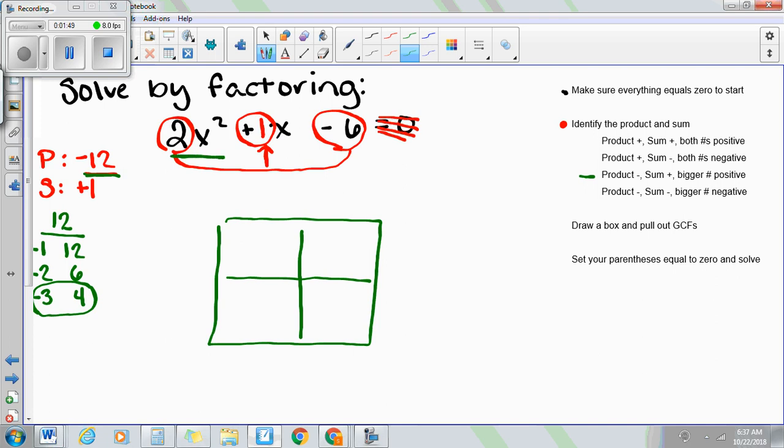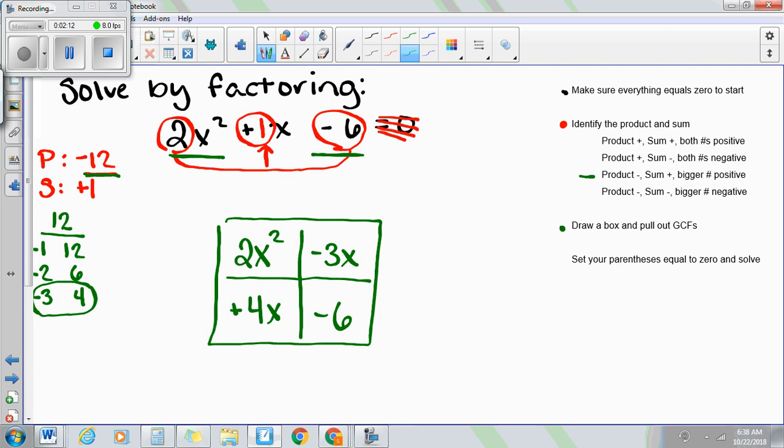This first term from the original problem goes in the top box. This last term from the original problem goes in the last box. And in these two boxes, I'm going to choose these two numbers with x's. Doesn't matter which order you put them in. So -3x and positive 4x. You don't have to write the plus sign, but sometimes it helps.